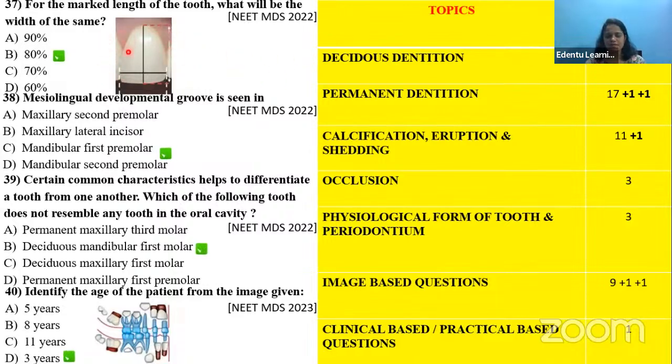So this is a permanent central incisor. So we are putting it under another permanent dentition topic. The mesiolingual developmental groove is seen in the mandibular first premolar. Again, a question from permanent dentition.